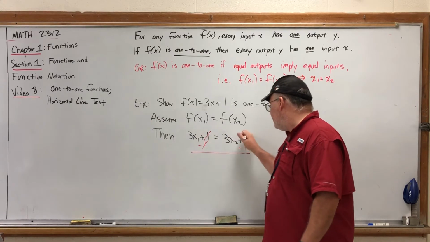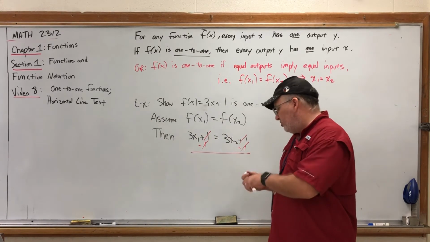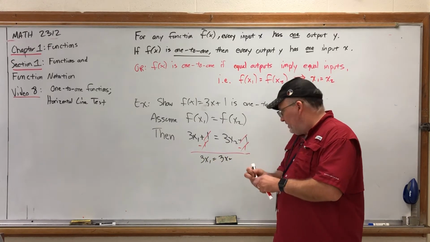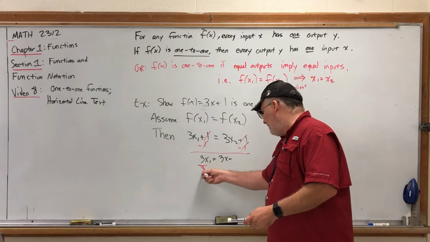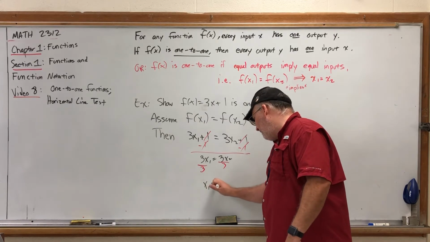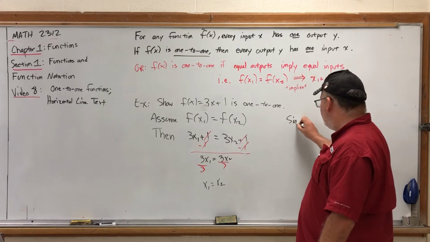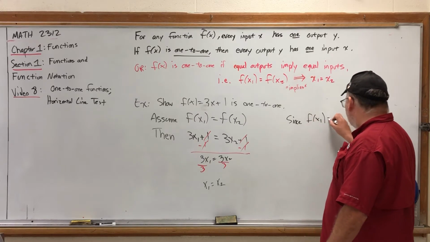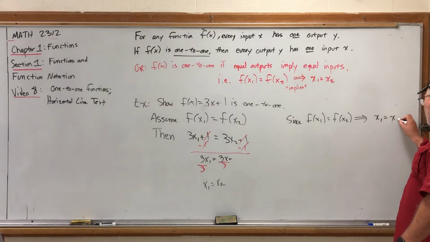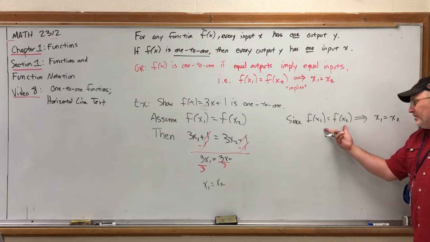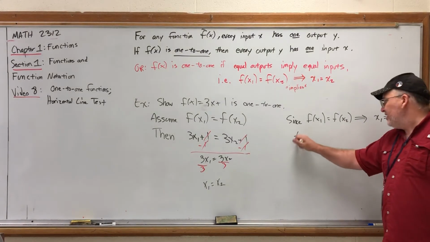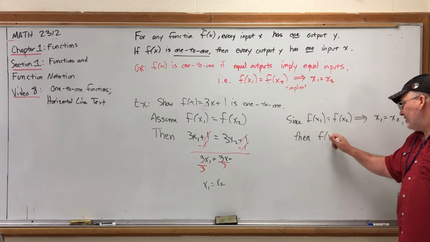Subtract 1 from both sides. We get 3x1 equals 3x2. And you can probably figure out what I'm going to do next. Divide both sides by 3. All the 3's cancel, and I'm left with x1 equals x2. Since f of x1 equals f of x2 implies that x1 equals x2, in other words, since having equal outputs guaranteed that we had equal inputs, then f of x is one-to-one.